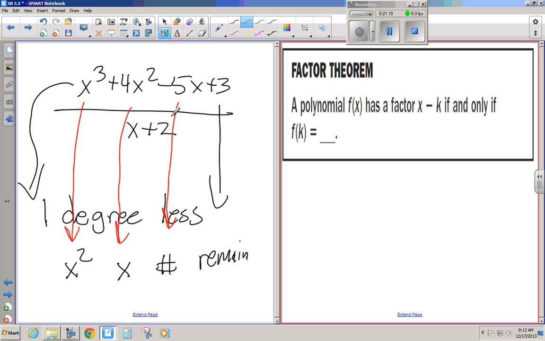But a polynomial, f of x, has a factor, x minus k, if and only if f of k is equal to 0. All right, this is basically if the remainder is 0, then it is a factor.